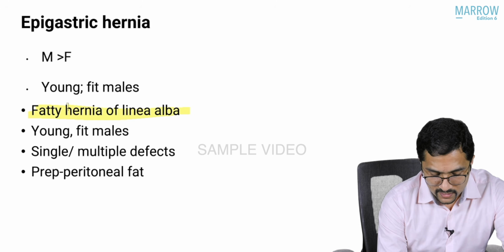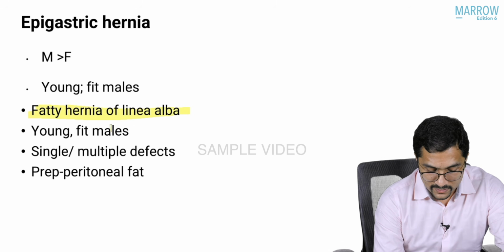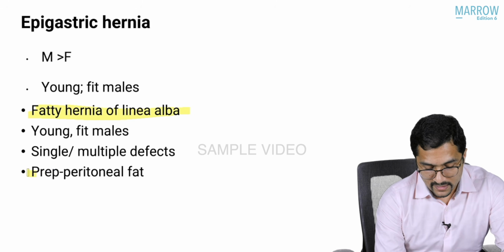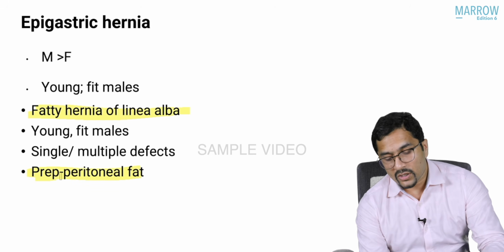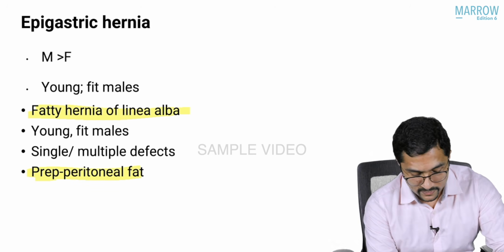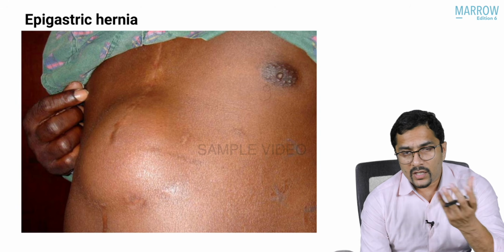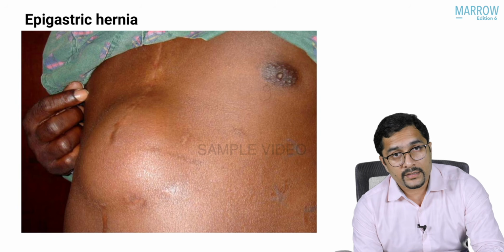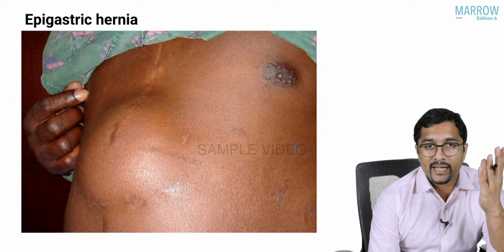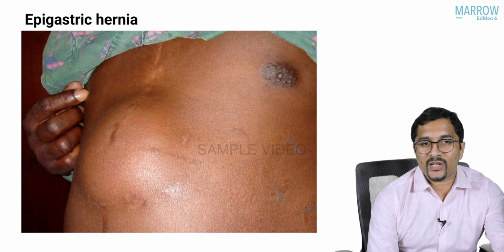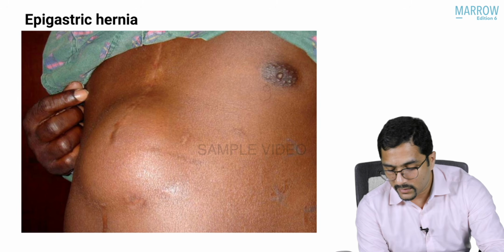Epigastric hernia is also known as fatty hernia of the linea alba. This term has been asked. It is more common in young fit males. Single or multiple defects can be there, and the structure which herniates out is the preperitoneal fat. You can see here an epigastric hernia. For all the ventral hernias, I've told you the treatment is either onlay, inlay, sublay, preperitoneal or IPOM. We have to place the mesh.